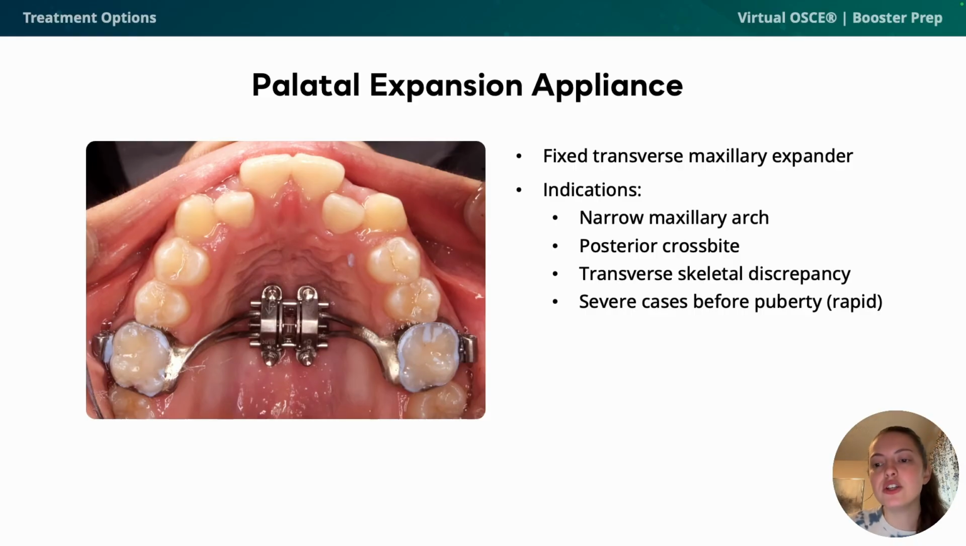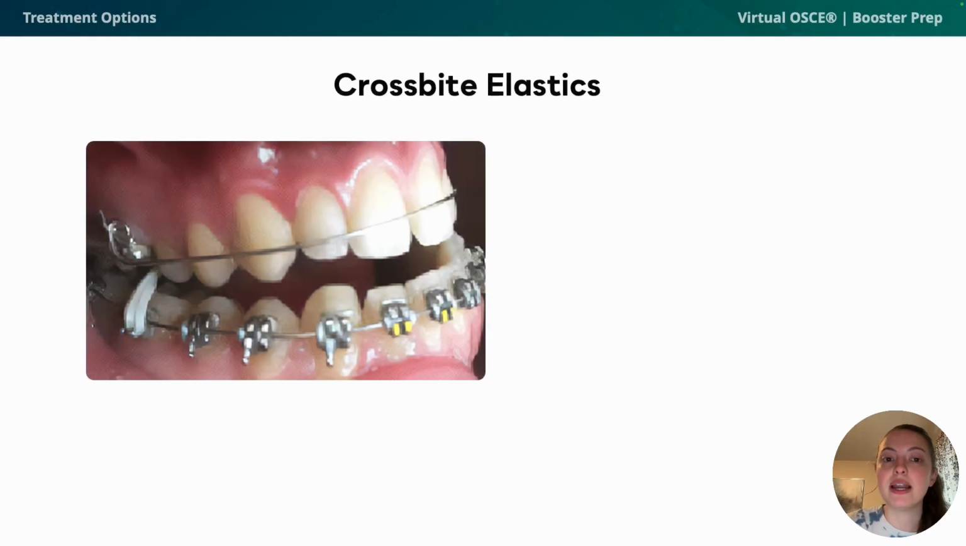In older patients, you cannot achieve as much expansion because the mid-palatal suture becomes more interdigitated, or like locked together, meaning you can only get mild or slow expansion in older patients. So if a patient has a transverse issue, like a narrow maxillary arch or a posterior crossbite, a palatal expansion appliance is certainly the initial treatment option to select. And remember, if they have a unilateral crossbite, you may also need some kind of posterior bite block to disocclude the teeth as well. Next, we have crossbite elastics.